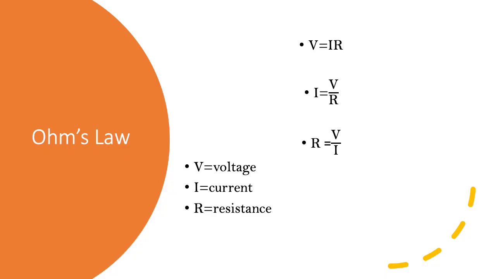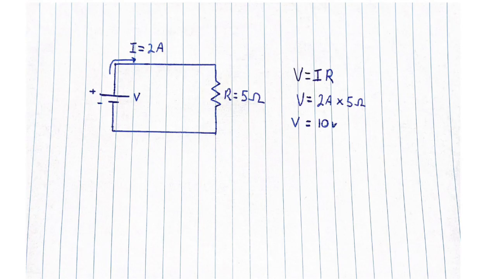Ohm's law relates the current flow, resistance, and voltage of an electrical circuit, noting that voltage is proportional to the current and the resistance, as seen in the equation V equals IR. Let's take a look at some examples.